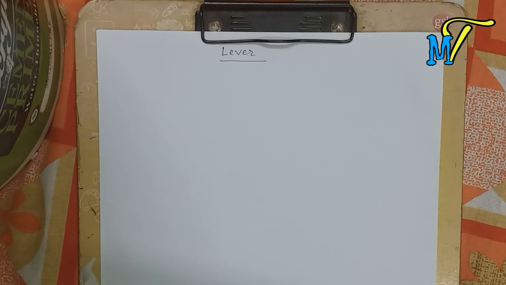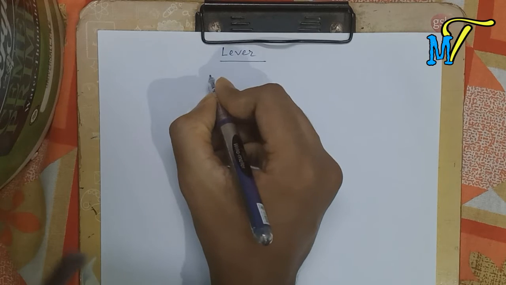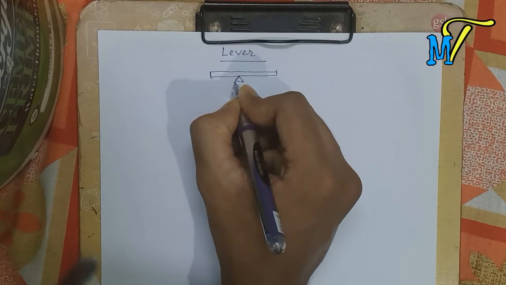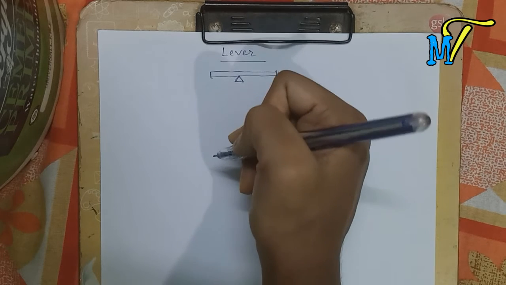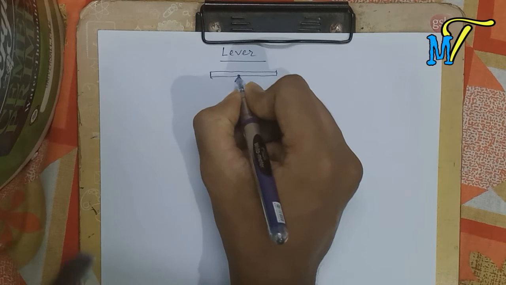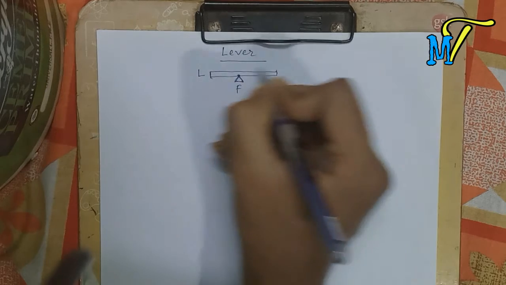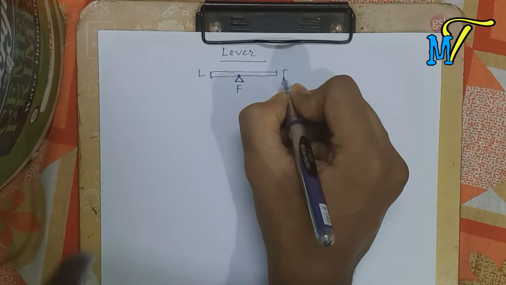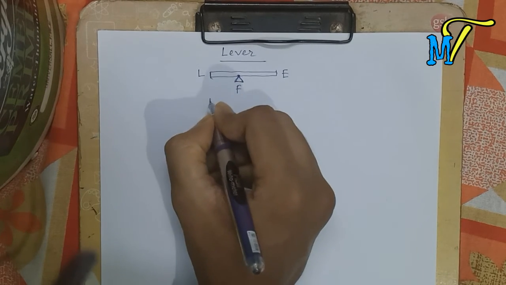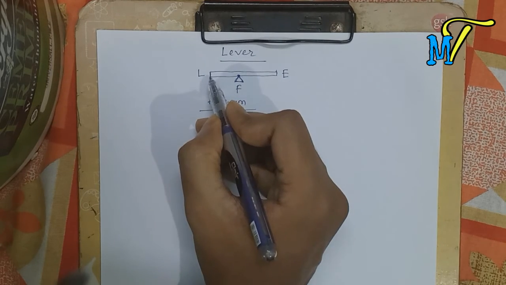Next comes the lever. What is a lever? A lever is a simple machine which we most commonly use in our daily life, and it is a rod which can turn about a fixed point called the fulcrum. If we consider this as a rod that turns about this fixed point, this fixed point is called the fulcrum, and on both sides we have our load and the effort. Let me write the spelling here: fulcrum. The fulcrum is between the load and the effort.